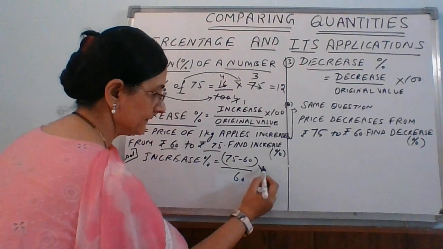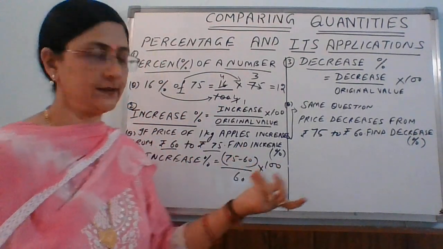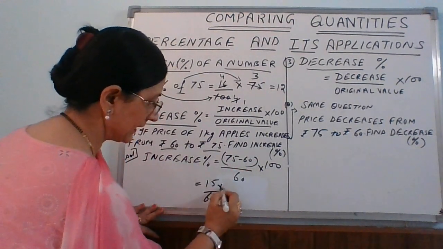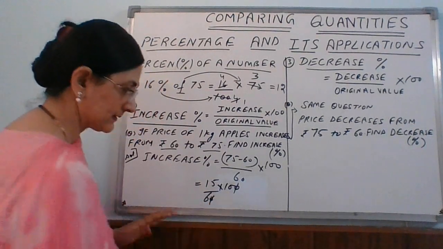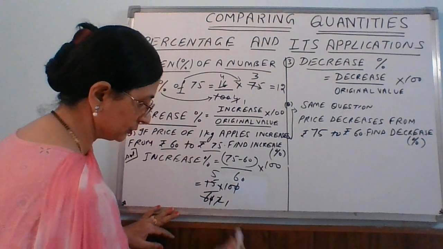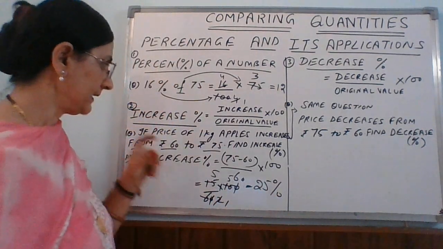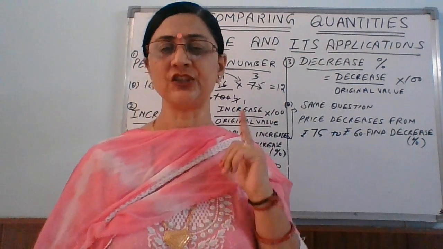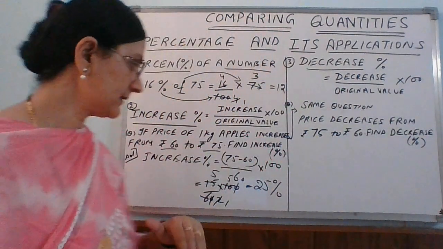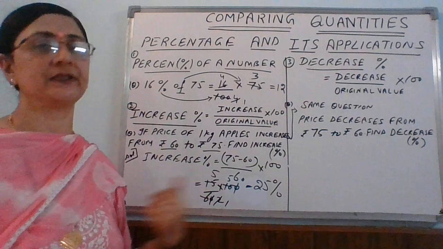Original value was 60, right? Increase means difference. By how much is the increase? There is a difference of 15. What was the original value? 60, into 100. Cancel 0 with 0, right? 3 2s are 6, 3 5s are, cut with 2, 2 1s are 2 5s are, so it's 25%. If the cost of 1 kg of apples increases from rupees 60 to 75, there is an increase of 25%. So this is the increase percentage, right?